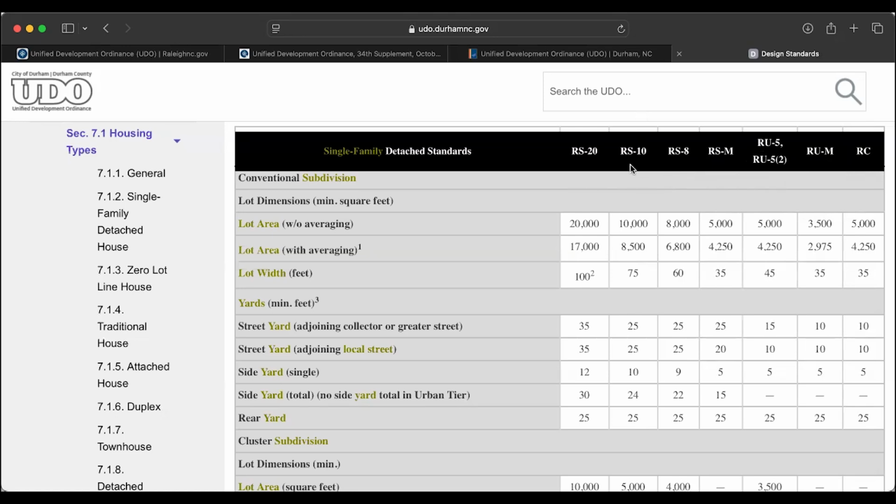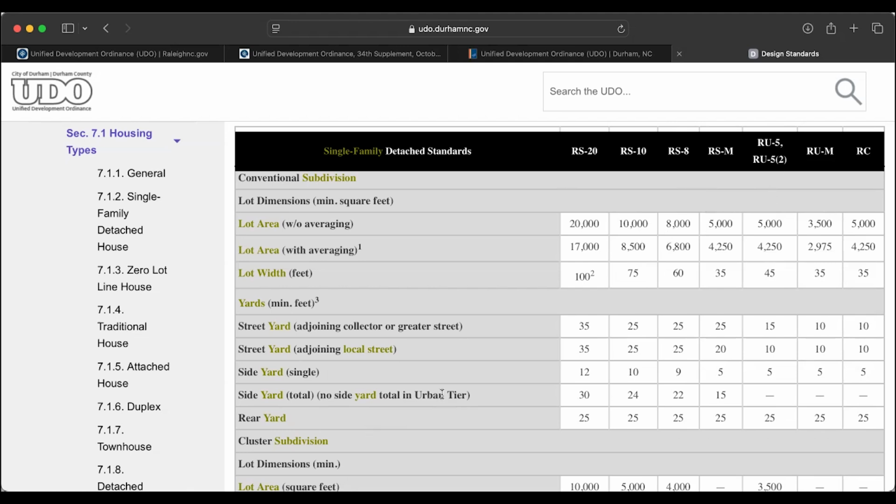For example, this RS 8, 10, and 20 are very similar. The only difference is going to be your lot widths and your square footages. But basically what I can build on there and what I can do on there is going to be very similar between these right here, where these two are going to be the same, except for a couple minor differences between the one with the two versus the one without.